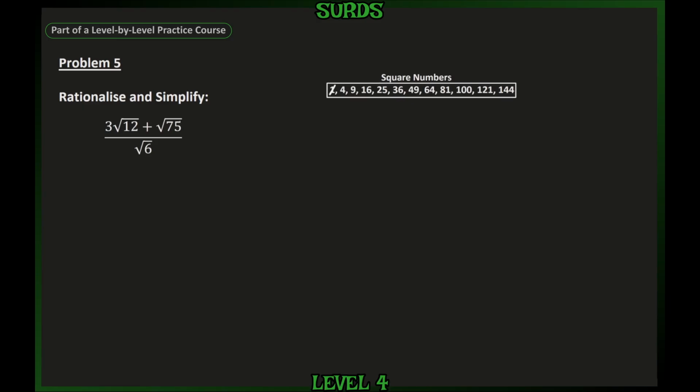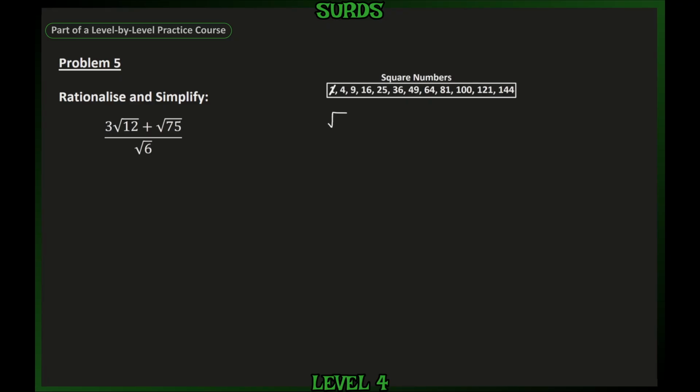In problem 5, we're rationalising and simplifying 3 root 12 plus root 75 over the square root of 6. Now we could rationalise immediately here by multiplying the top and bottom by the square root of 6, as we have done in previous examples, or we could first try and simplify the surds individually and then rationalise if we need to afterwards. So I'm going to do it that way.